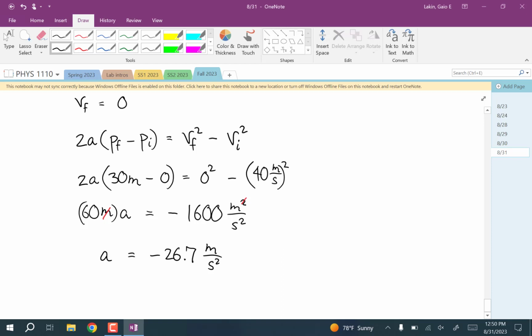Okay, and thinking about whether you can make sense out of the signs at the end of your problem is a pretty helpful way to find mistakes you might have made. Say, for example, if I'd forgotten the negative sign here when I squared this 40 meters per second, I would have gotten acceleration as positive. Then I would have thought, wait a second, that's saying this car is speeding up. I know that's not true. So you can find a lot of mistakes that way.